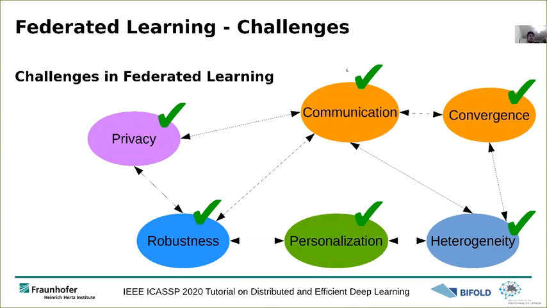So this basically concludes the second part of our tutorial. We've now covered all of these topics here. We talked about communication, convergence, privacy in the context of federated learning, and I just presented to you also a method to personalize federated learning more and to address heterogeneous scenarios and make federated learning more robust.